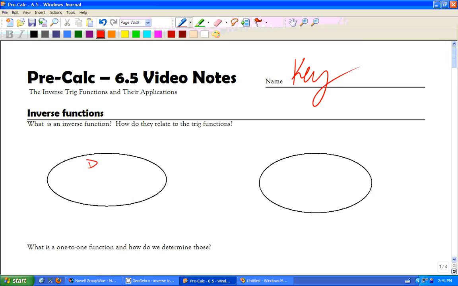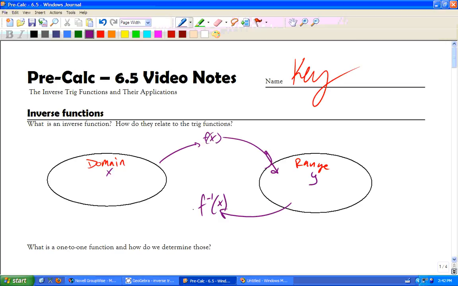So what an inverse function did was it kind of flip-flopped the domain and the range that would typically happen for a function. So, for example, if we had some function f of x, the function would take something out of the domain, do something to it, and kick it back into the range. What the inverse function did was take something out of the range, or the y values, run it through this inverse function, f inverse of x, and that would kick it back into the domain.